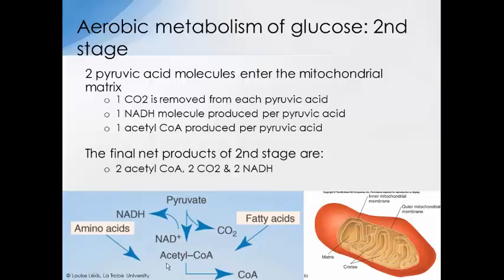Pyruvate is converted into a molecule called acetyl-CoA. In that process, you get the production of a carbon dioxide molecule and the production of an NADH molecule. Remember that one glucose molecule entered glycolysis and 2 pyruvic acid molecules were produced. So this will happen times 2. So the final net products of the second stage are 2 acetyl-CoA, 2 carbon dioxide, and 2 NADH. Remembering that carbon dioxide is a waste product that will be exhaled via the respiratory system.